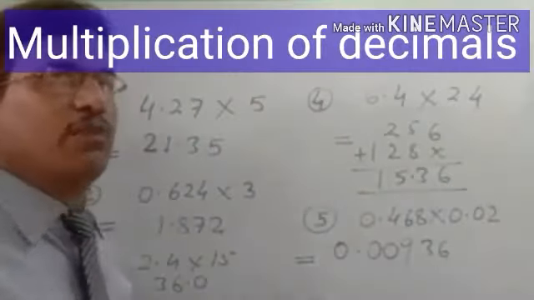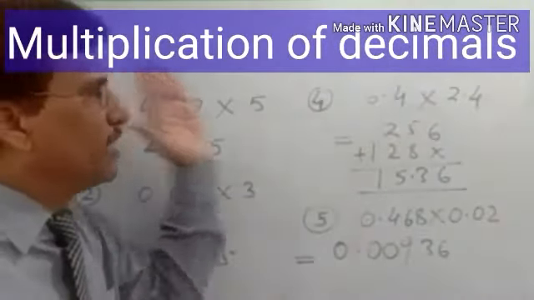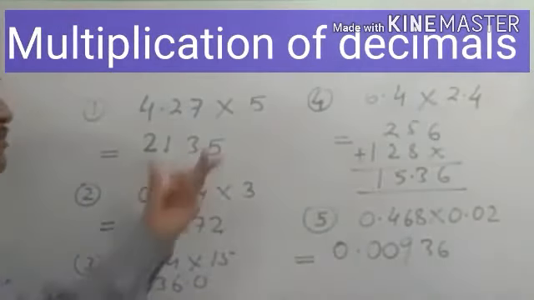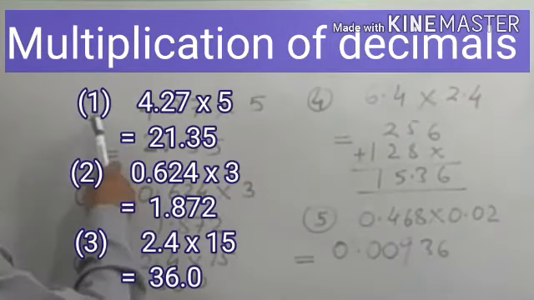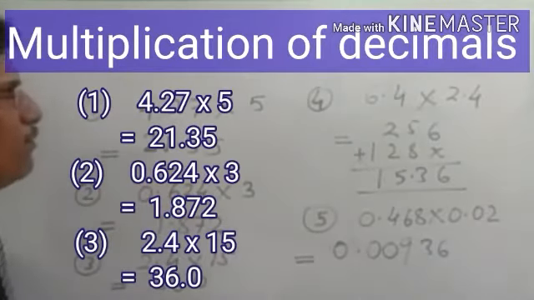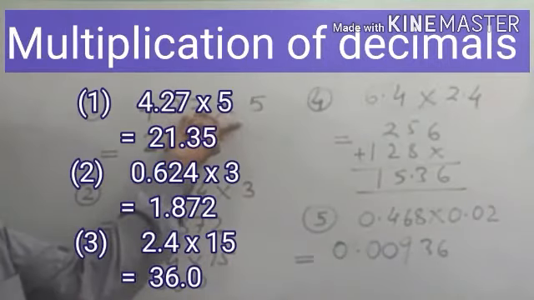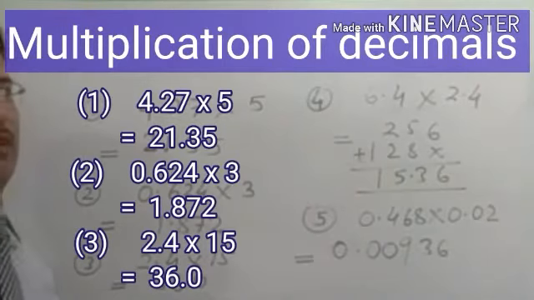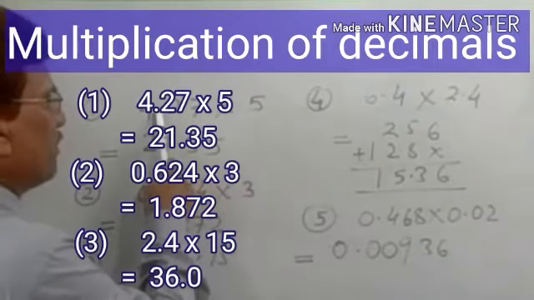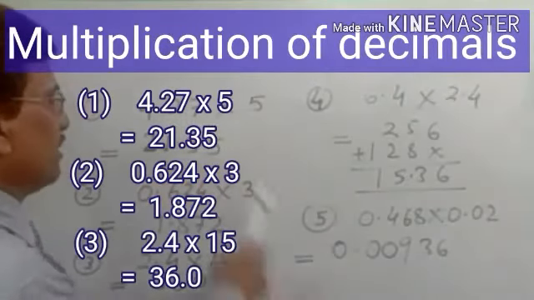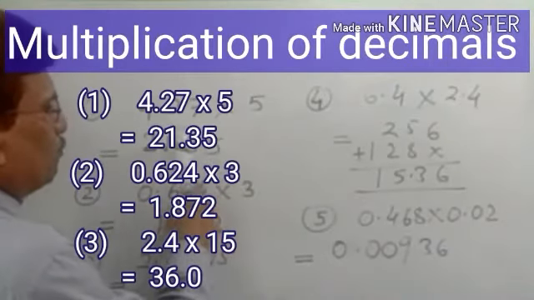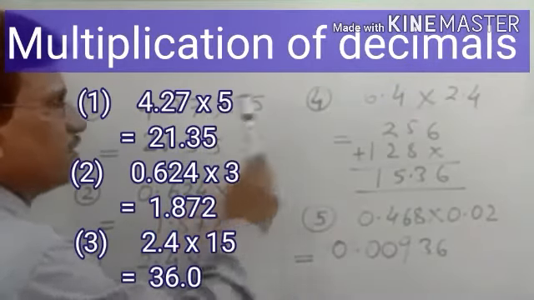Multiplication of a decimal number by a whole number and multiplication of a decimal by a decimal number. We take some examples to understand it. Example first, 4.27 into 5. First we multiply ignoring the decimal. We get 2135. Now we have to put the decimal. You can see after the decimal there are 2 digits. So we have to put the decimal after 2 digits from the right. 1, 2. So it becomes 21.35.